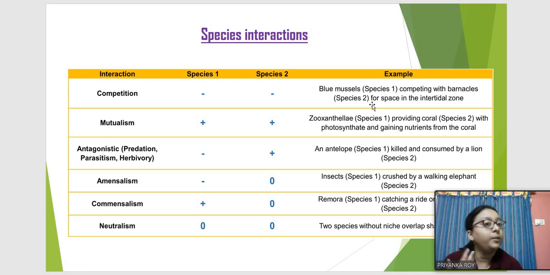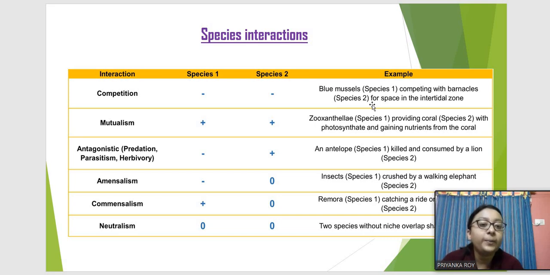Anyone can win. Either the blue mussels will win and the barnacles will lose. So then they will be in a negative, and either barnacles will win and the blue mussels will lose. So anything can happen. Next interaction is the mutualism. So mutualism, as the term says, it's a mutual benefit thing, like both will be benefited.